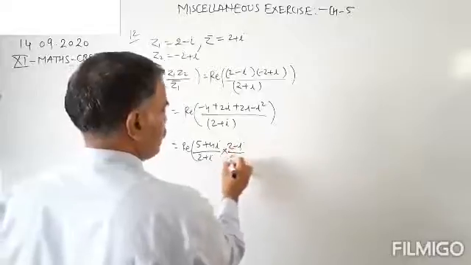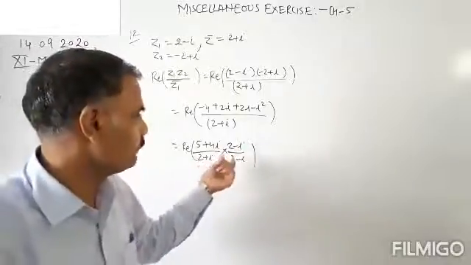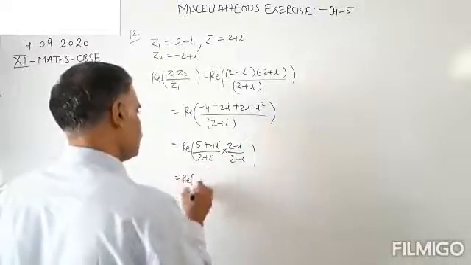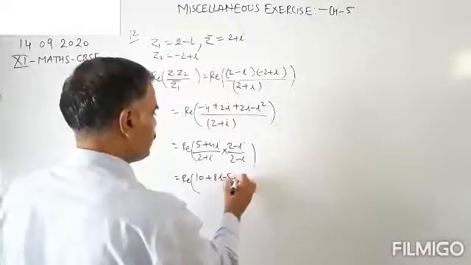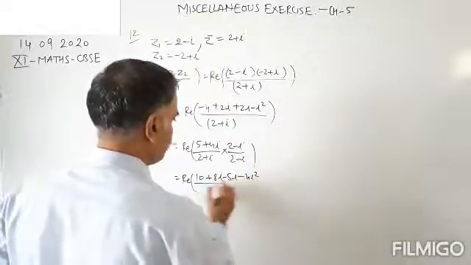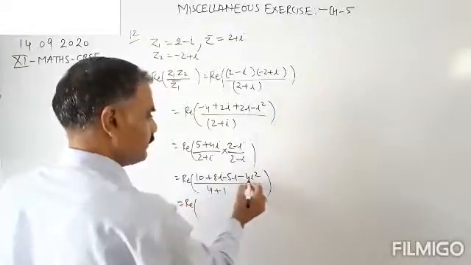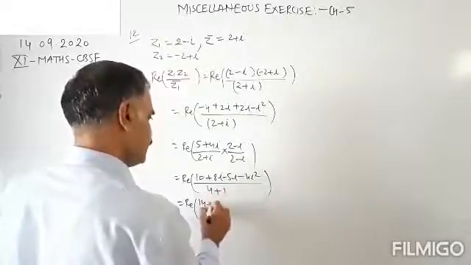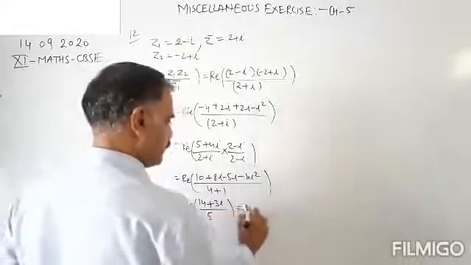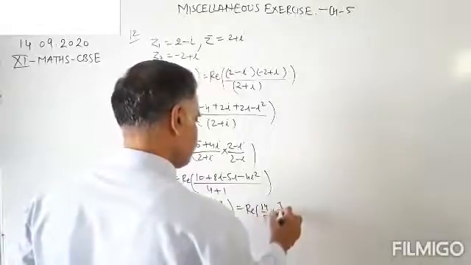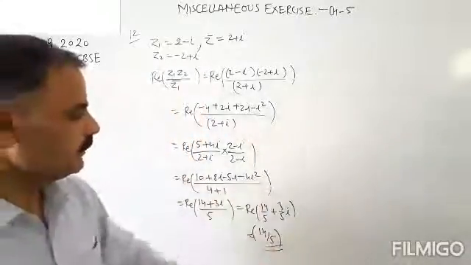Multiplying by 2 minus iota, the complex conjugate of this, upon 2 minus iota, we get the real part of 10 plus 8 iota minus 5 iota minus 4 iota square upon 4 plus 1, which equals the real part of 14 plus 3 iota upon 5. So the real part of 14 upon 5 plus 3 upon 5 iota is 14 upon 5.